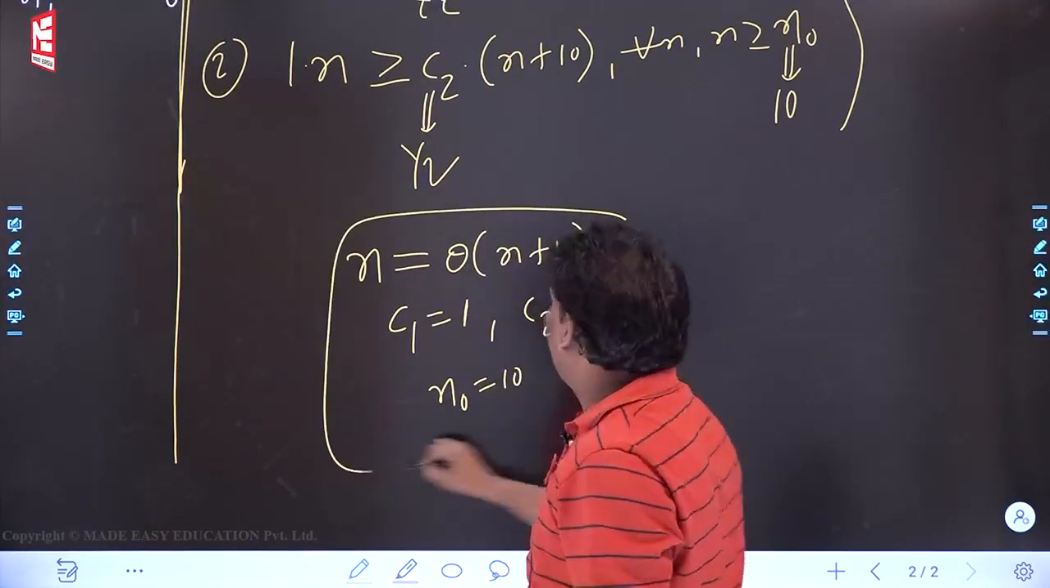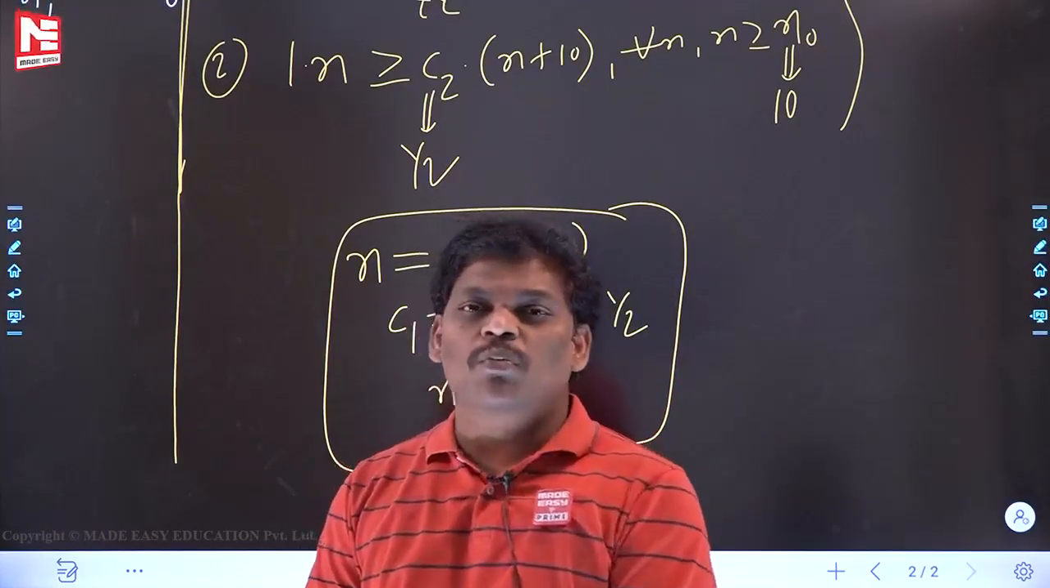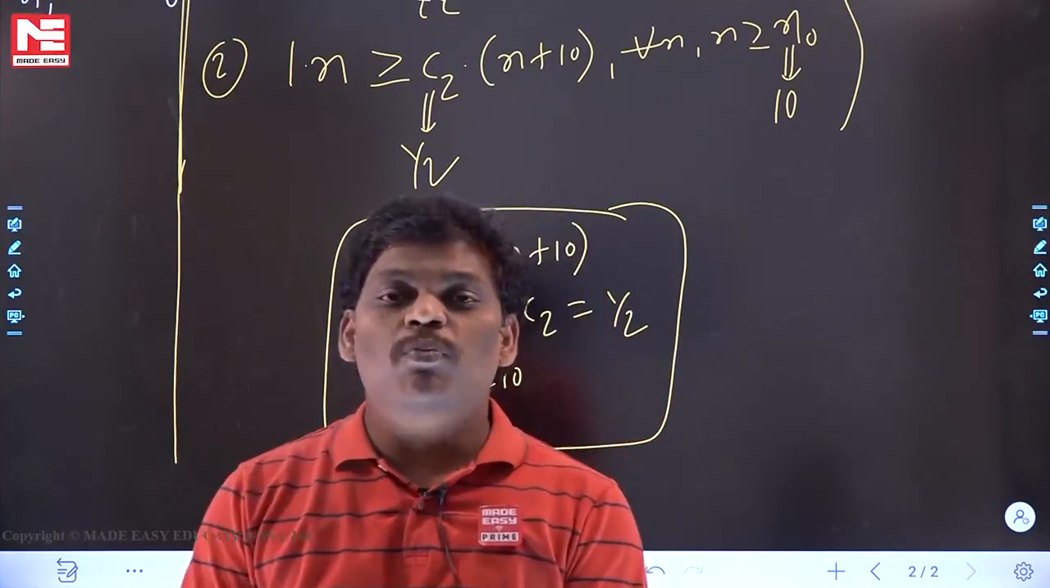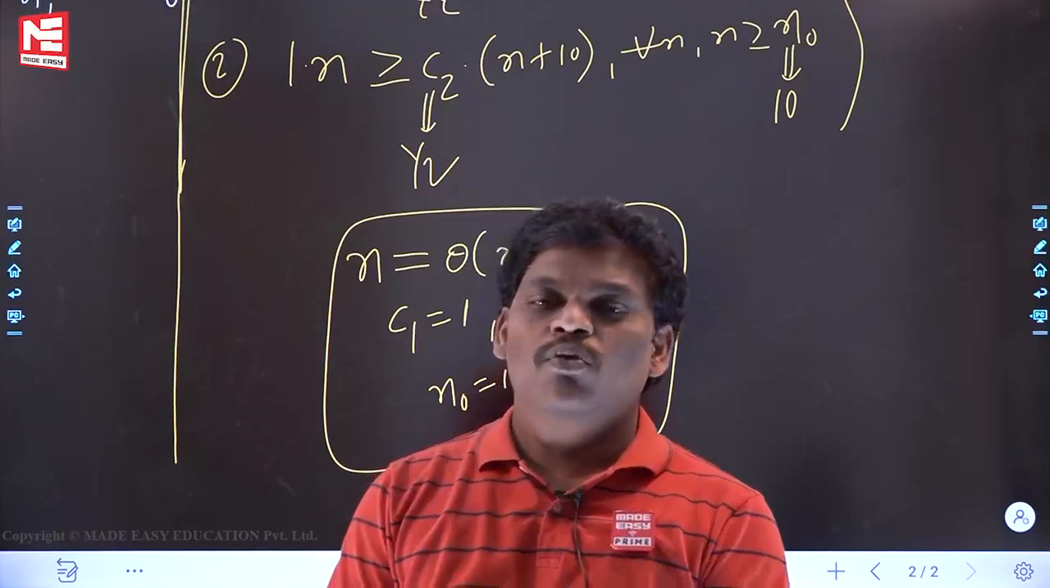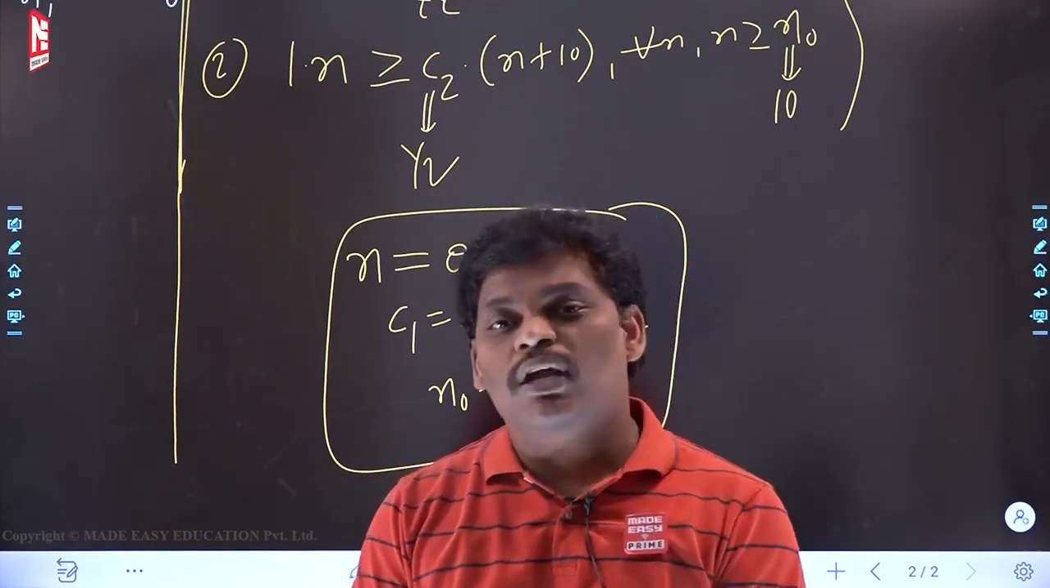Then I can say theta. This is the theta. Between the two, theta possible. What is the meaning? Big O possible and omega possible. Big O possible for which constant? 1. Omega possible for which constant? 1 by 2. From which place onwards are both working?